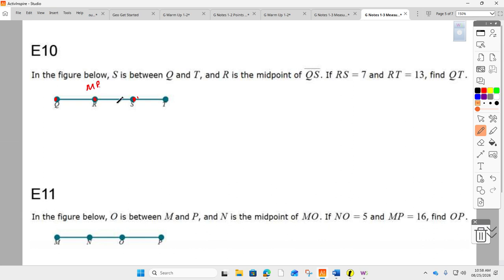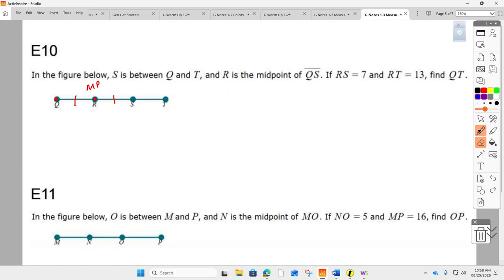What does that mean about QR and SR? If this is the middle point, what do we know about the length from here to here and the length from here to here? They're the same. They're congruent in geometry, right? So we're going to mark those with a hash. The next thing, they gave us no numbers there, but now we know something about parts of this segment. And these are going to take us back to that segment addition postulate. So just a little different variation on that, a little bit more complicated.